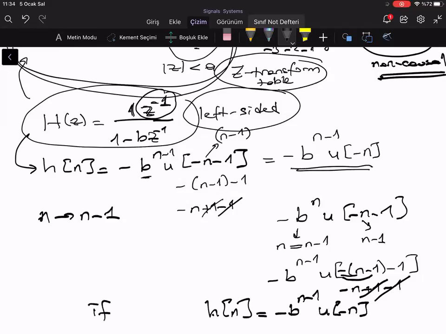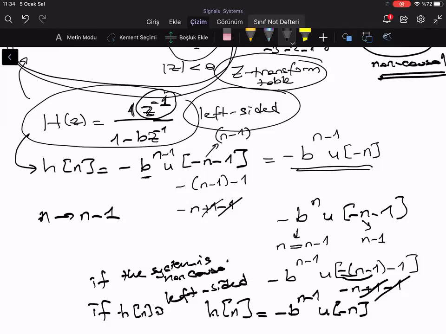If h of n is left-sided, or if the system is non-causal. If these are mentioned in the question, the system is non-causal, then you should be thinking that, oh, this is a left-sided sequence. Or h of n is given as left-sided sequence, then you should say, oh, this is a left-sided sequence, and I should use the appropriate things here. Anlaşıldı mı arkadaşlar burası?